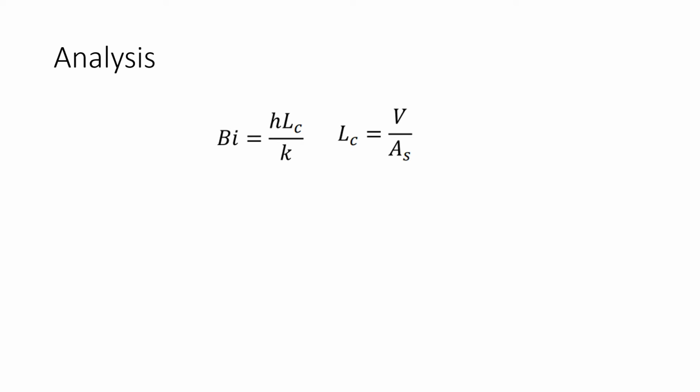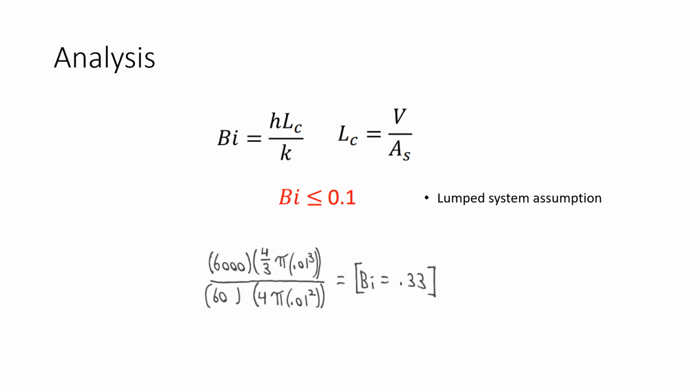This is a simple calculation that compares the convection coefficient with the conduction coefficient, then multiplies them by the characteristic length. So if this number is less than 0.1, we're good to assume a lumped assumption. Doing this calculation, we can see that the Biot number is greater than 0.1, and so a lumped analysis is not valid here.